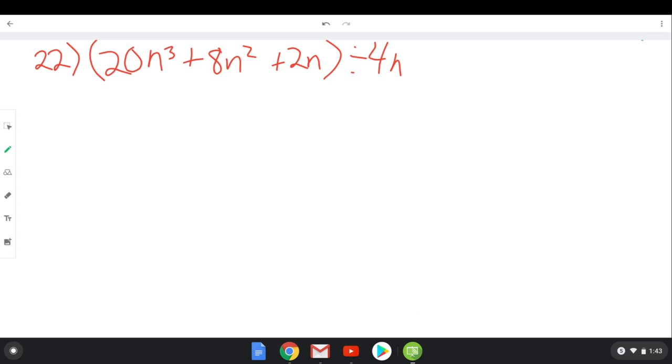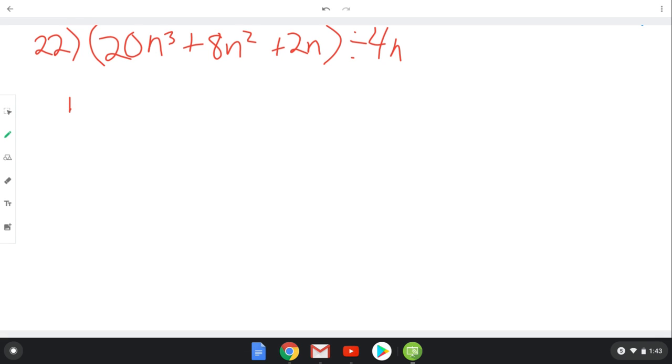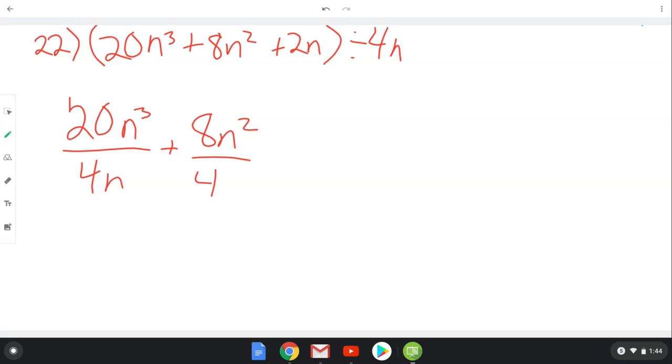So basically, if you're dividing by a monomial, you just divide each term separately by that monomial. So I'm going to rewrite it that way. So we can write this as 20n cubed divided by 4n plus 8n squared divided by 4n plus 2n divided by 4n. So we can split it up into each term divided by our monomial. We're allowed to do that. So then we just go ahead and do the division.